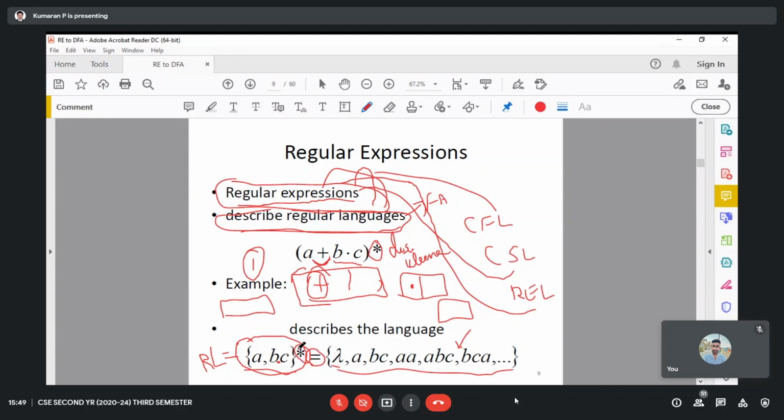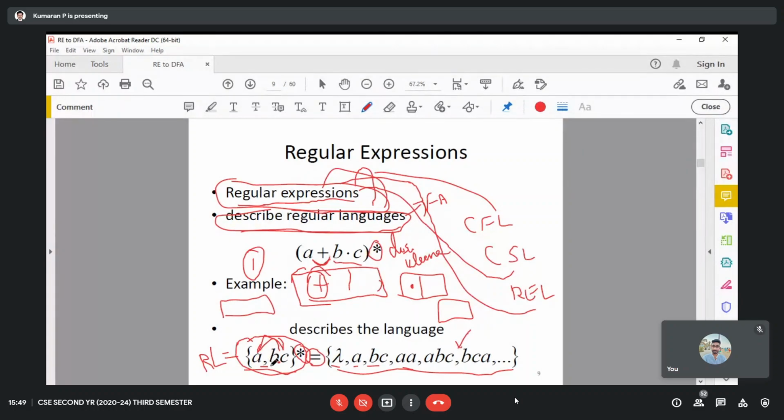Clear? So now, what is the meaning of closure? It will also include lambda, which means the empty string is also accepted. Then what strings are available here? Between these two we have the union operation. It means either I can take A, or BC, or two times A, or two times BC, or one time this and one time that, or three times this and one time that. All possibilities between these two will be there.